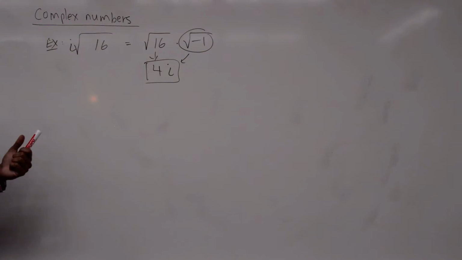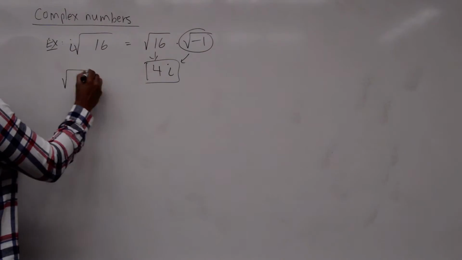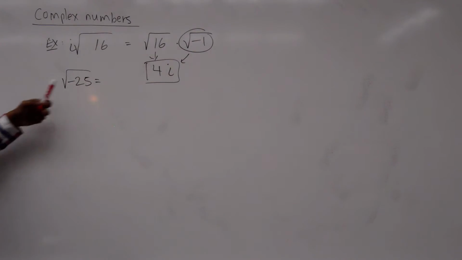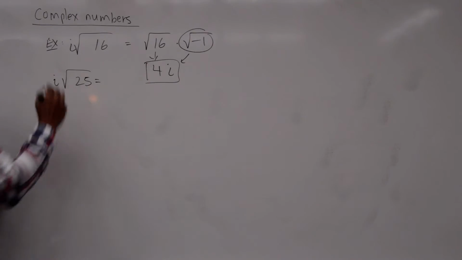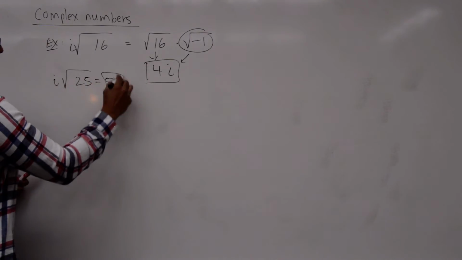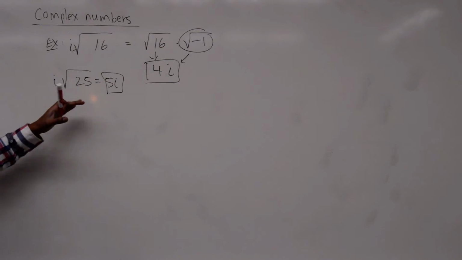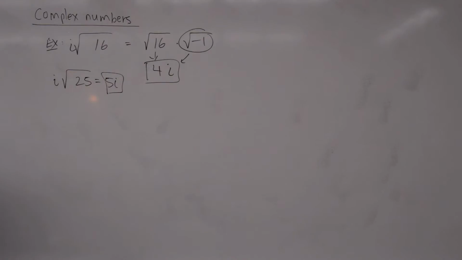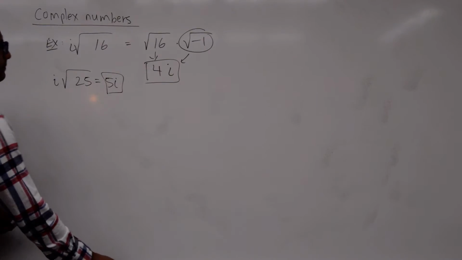It's a little shortcut. If I were to do the square root of negative 25, I would just say that's an imaginary number, so that's going to come out and become an i. The root of 25 is 5, so this will give me 5i. It's a little shortcut. If you don't like that shortcut, it's fine. You can break it up like this, and it'll give you the same thing, which is 4i.